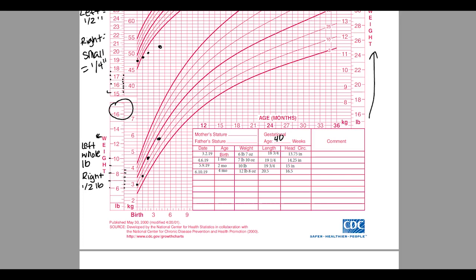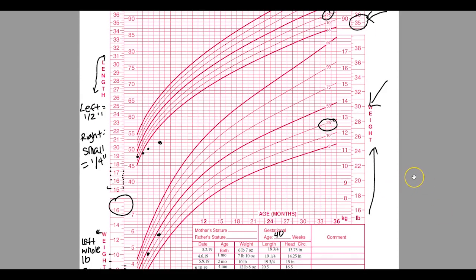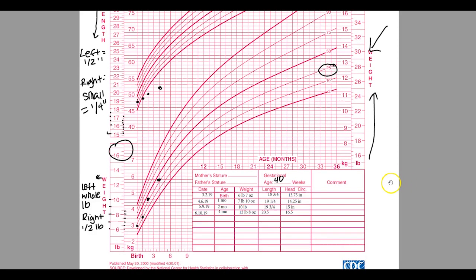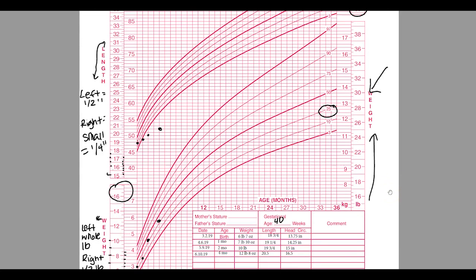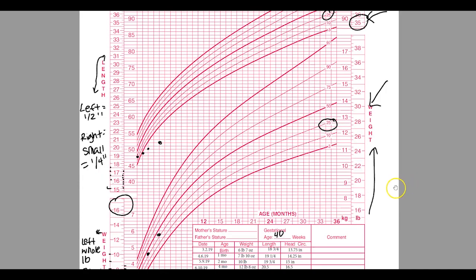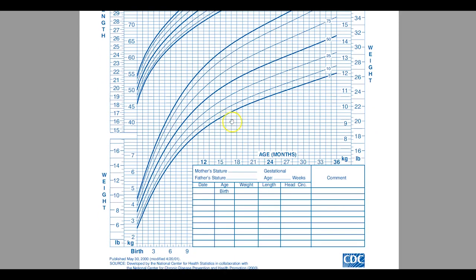So you can see following this curve, I did a little bit better guessing baby weights than I did lengths. You can see following this curve that she is right about the 25th percentile on her weight. So that gives the doctors kind of an idea of whether or not she may have some underlying conditions, or whether or not she may need some extra nutrition, or things that they may want to watch out for in her growth and development. So that's kind of how these growth charts work. You do the same thing for boys as well on the boy chart.